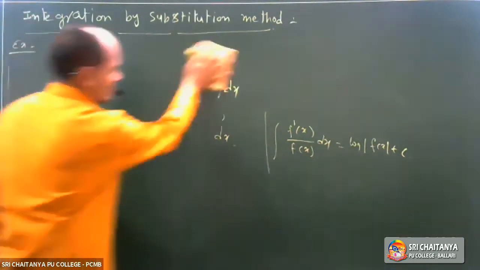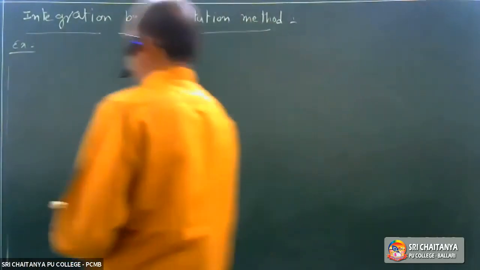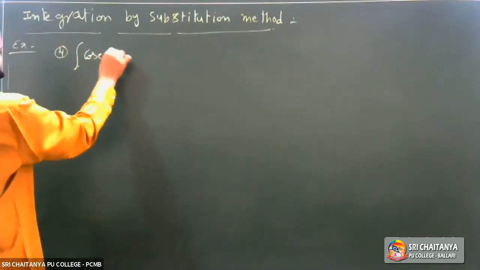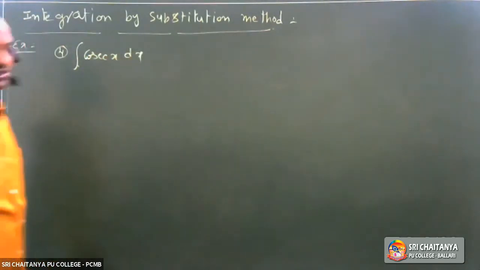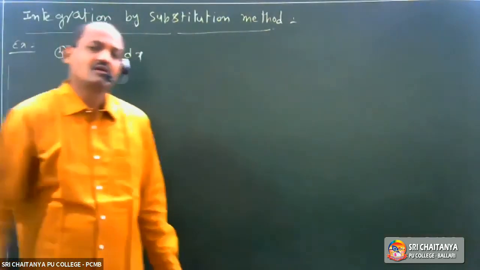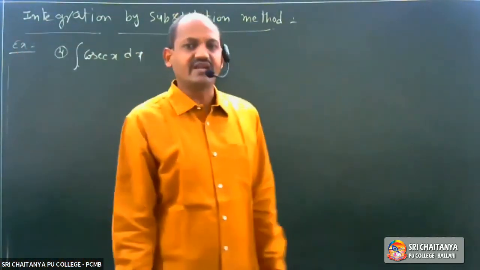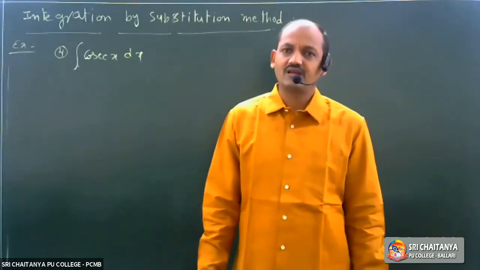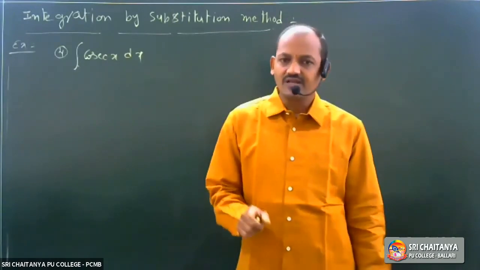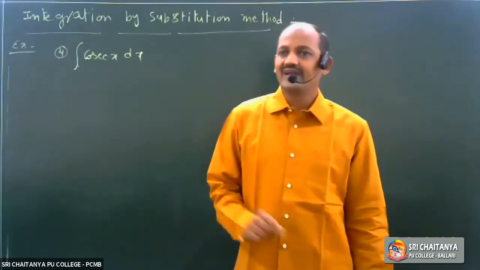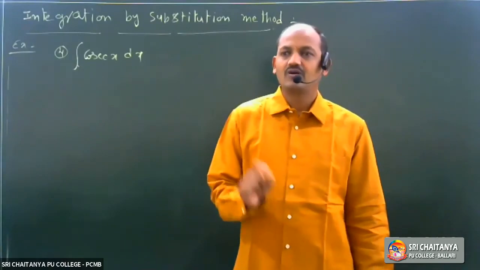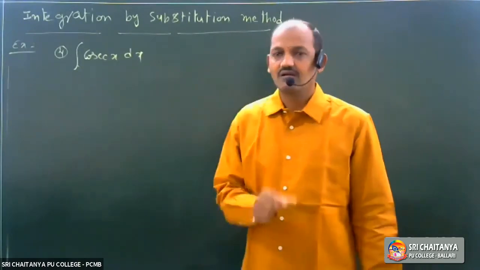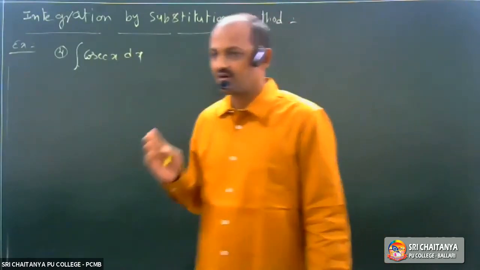Fourth one. Integral of cosecant x dx. What is the formula? Log mod cosecant x minus cot x plus c. Integral of tan is log mod secant. Integral of cot is log mod sine. Integral of secant is log mod secant plus tan. And integral of cosecant x dx is log mod cosecant minus cot plus c.